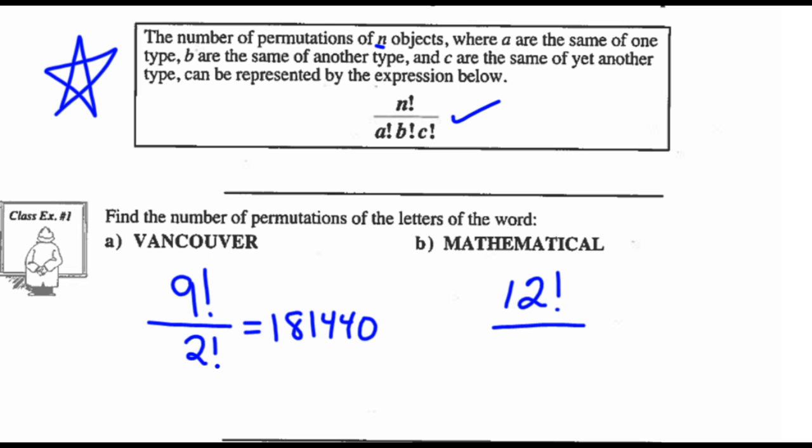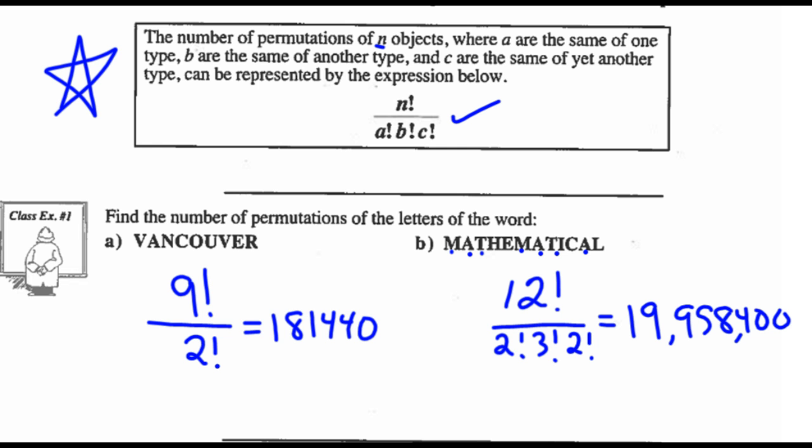Great. If we look at mathematical, well, we've got 2, 4, 6, 8, 12 letters in the word mathematical, and we're going to divide out all the like elements. So I notice there are 2 M's, I notice there are 3 A's, and I notice there are 2 T's, and there are no other repeated letters. So 12 factorial divided by 2 factorial, 3 factorial, 2 factorial, 2 factorial will give us, well, looks like about 19,958,400 different arrangements of the letters mathematical.